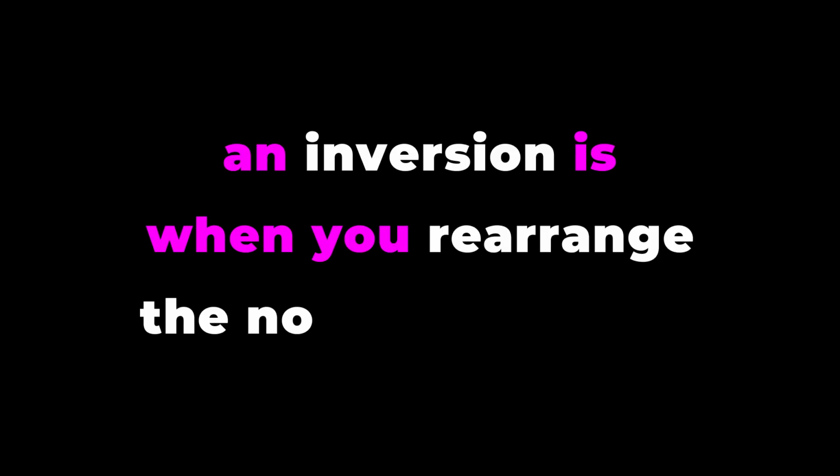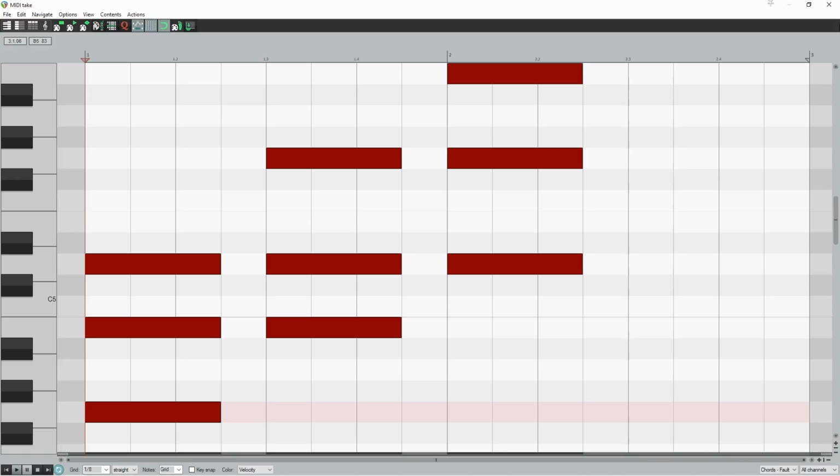In a word, inversions. An inversion is just a fancy word for when you rearrange the notes in a chord. You see, if you have 3 notes in a chord, you can play that chord in 3 different ways. For example, let's take our root chord G major. You can play the notes in the original order of G, B, D, or you can rearrange the notes and play B, D, G, or D, G, B. Same notes, same chord, just inverted.